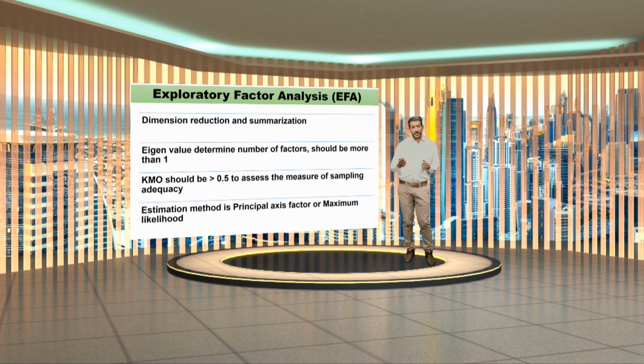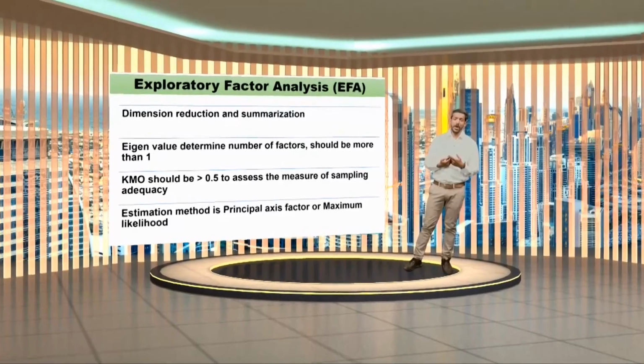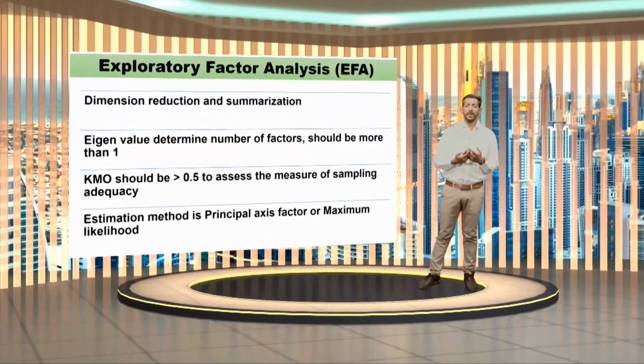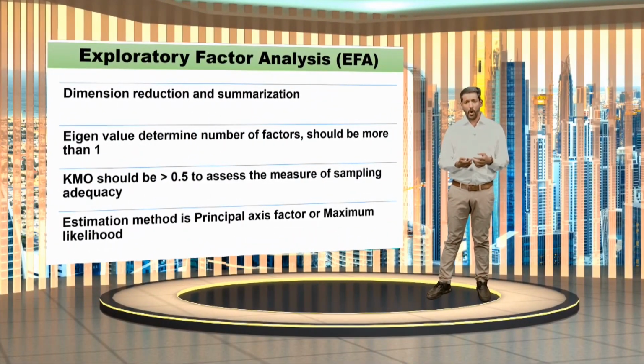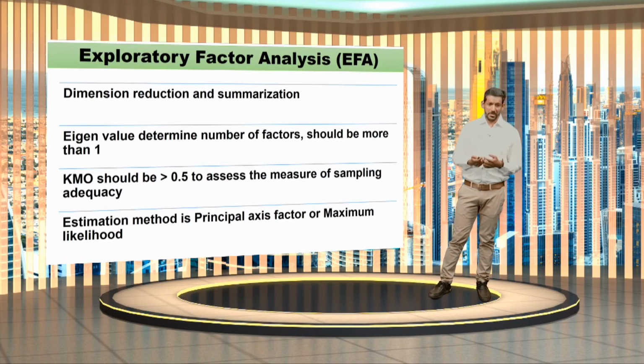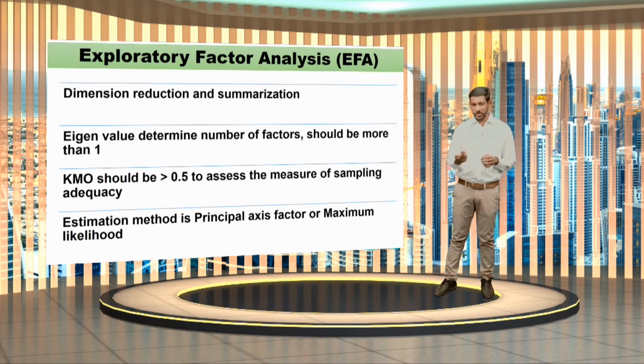Then EFA is estimated by different methods. By and large, we may have seen many articles done using PCA, that is principal component analysis, but in very recent years, the literature from the OB area or HR area supports that it is better to use principal axis factoring or maximum likelihood estimation for estimating the EFA model. These things we can probably throw more light on when we do a demo session.